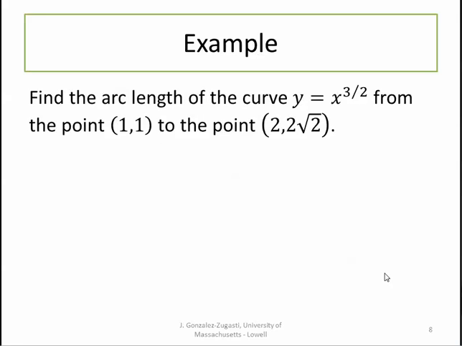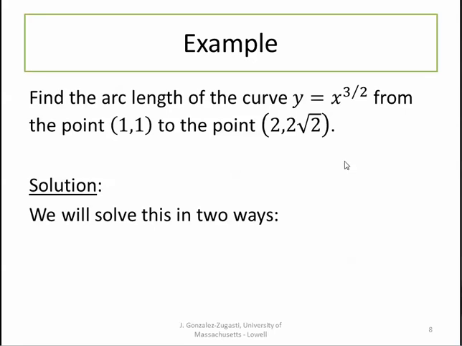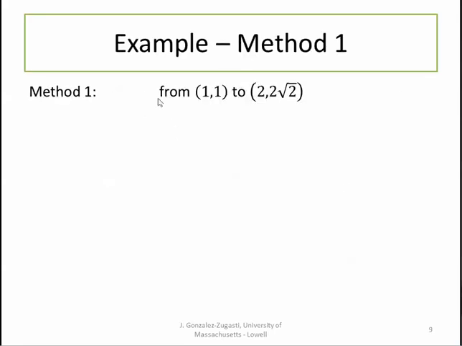So let's do an example. Let's find the arc length of this curve from the point (1, 1) to the point (2, 2 times the square root of 2). Now, we can solve this problem in two different ways. Here's the first way. We're going from the point (1, 1) to (2, 2 times the square root of 2), and our function was y equals x to the 3/2. In order to use our formula, we need to know the derivative, so I go ahead and take my derivative.